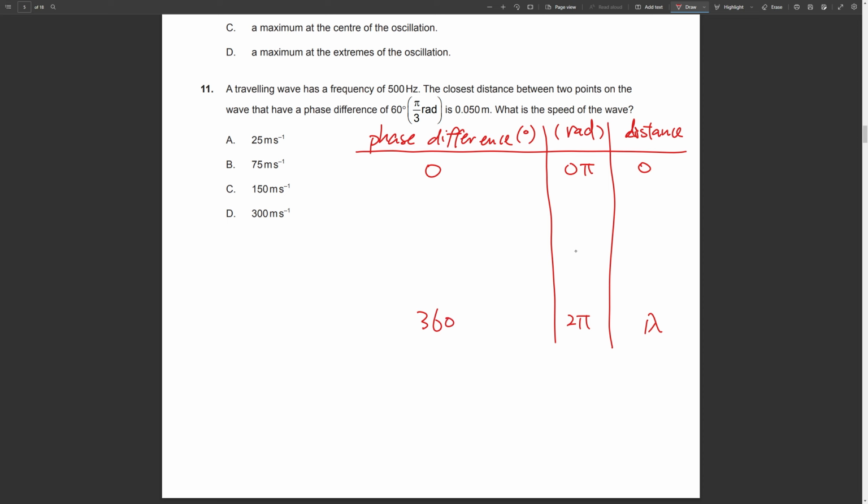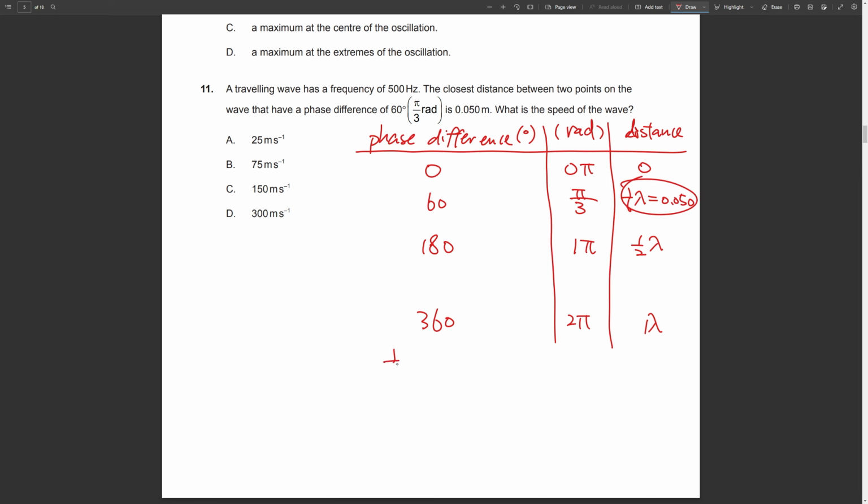And the other very common value is when they are 180 degree apart, it will be 1 pi radian apart, and the distance is half of a wavelength. Now, the given information is when they are 60 degree apart. It should be pi over 3 radian apart. And the distance should be how many wavelengths? It is 1/6 of a wavelength, and it is converted to 0.050 meter.